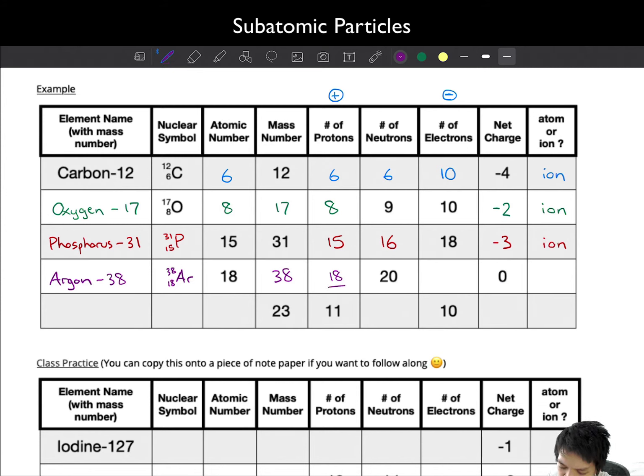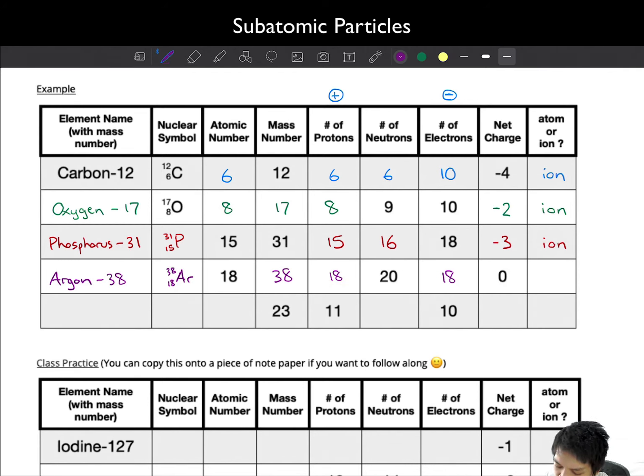So how do we compare the number of protons and electrons? Well, we know that if the net charge is 0, there has to be the same amount of positives and negatives, right? That's what we should be thinking. If the net charge is 0, there should be the same number of protons as electrons. So if we have 18 protons, there must be 18 electrons. Okay, 18 positive things, 18 negative things, they'll cancel out and give us a net charge of 0.